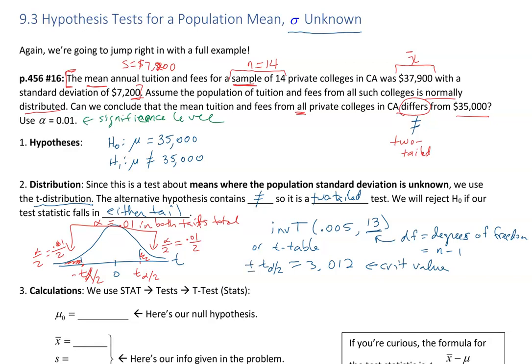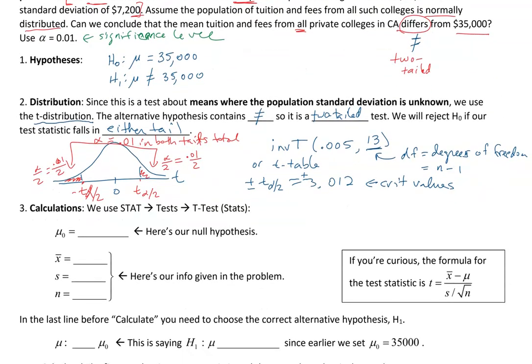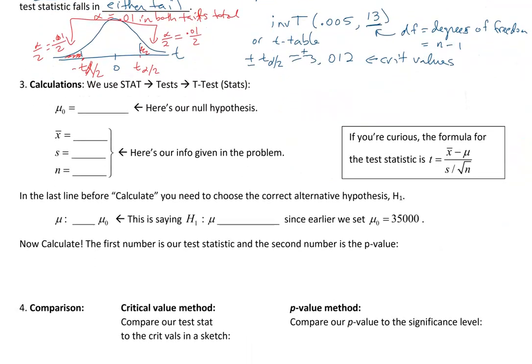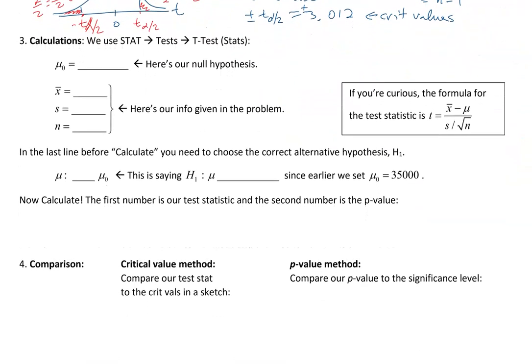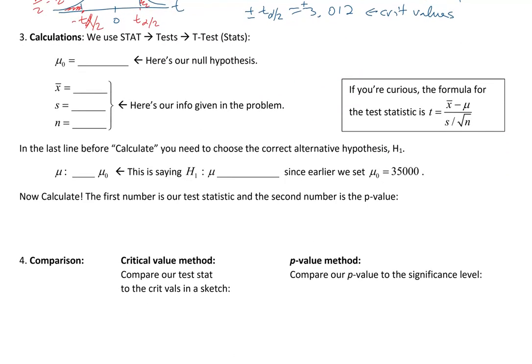I'll say plus and minus on those. Don't say critical values. All right, so now we're at the calculation step where we're going to put our sample information into the calculator. So we're going to use STAT, TESTS, and notice it's a t-test because we're working with the t-distribution.